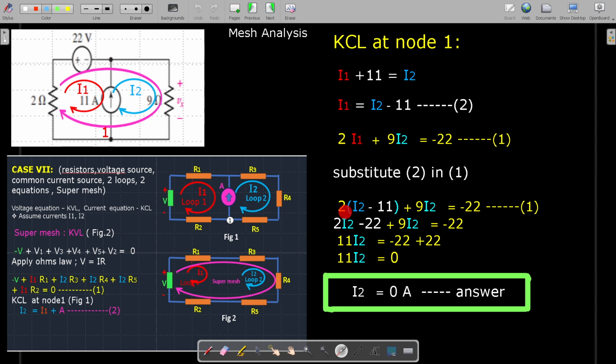Okay, so this is 2 into I2 minus 11, plus 9 I2, that is equal to minus 22. It can be expanded now as 2 I2 minus 2 into 11, that is 22, plus 9 I2, that is equal to minus 22. So it is 11 I2. That means by adding these two, we get 11 I2 equal to minus 22. When you bring it to this side, it becomes plus 22, so you will get the value as 0. So 11 I2 is 0 means I2 is also 0 amperes. So we got one answer.